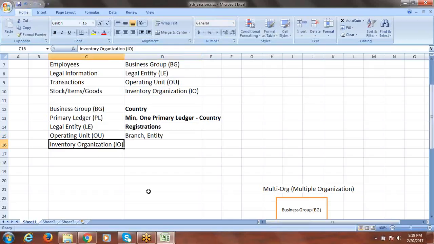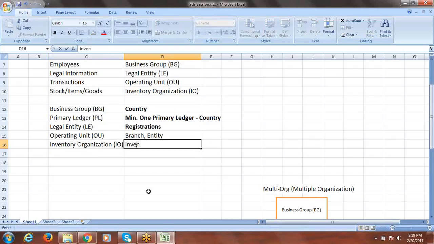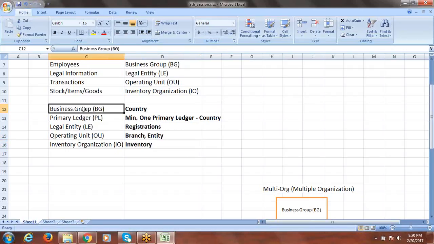When you talk about inventory organization, it's very simple. However many warehouses or inventories you have, that many inventory organizations you have to create in the system. This is the basis on which we create the business group, primary ledger, legal entity, operating unit, and inventory organization. So on what basis do we create the business group? Based on countries, country specific.